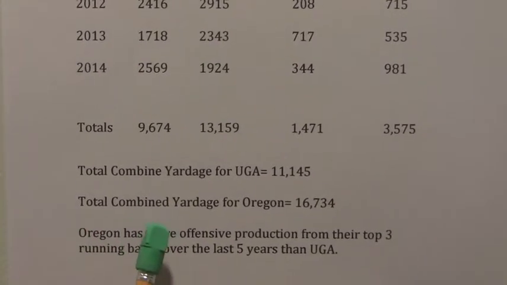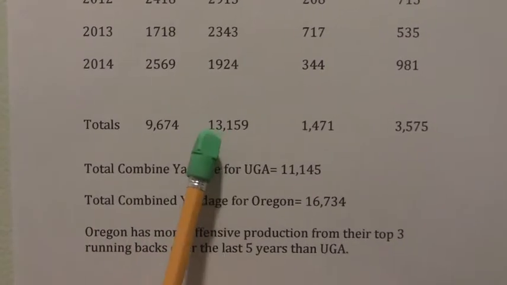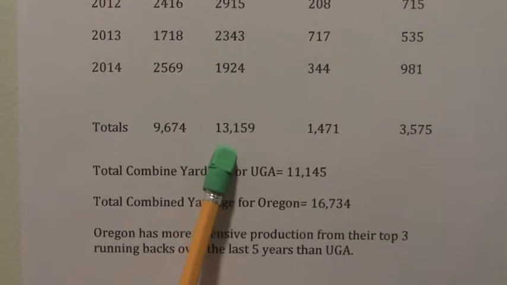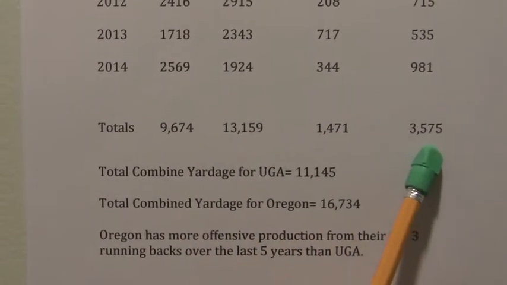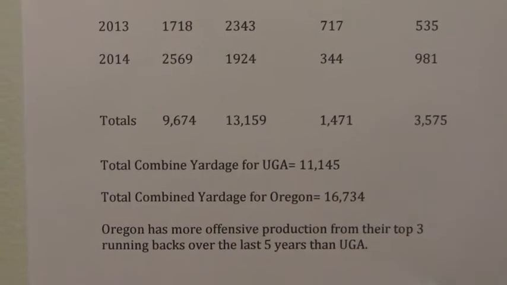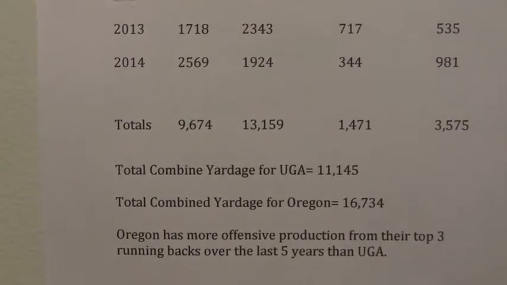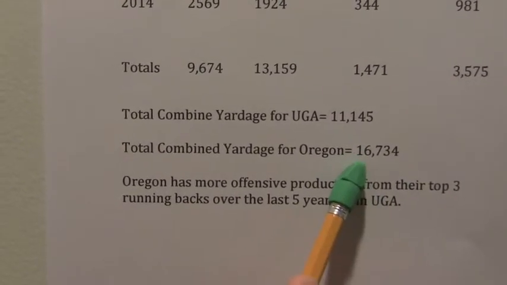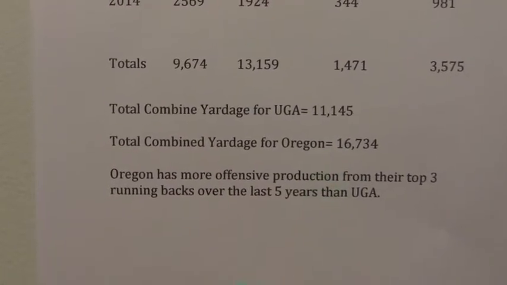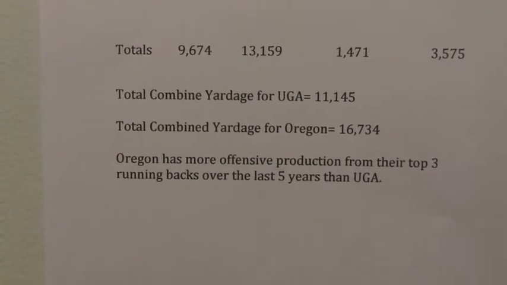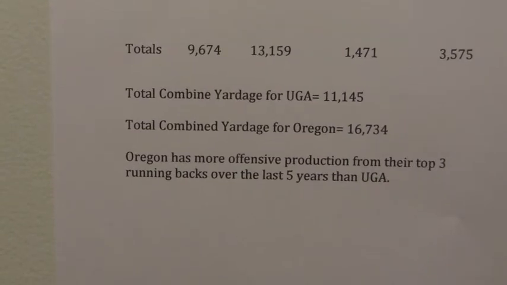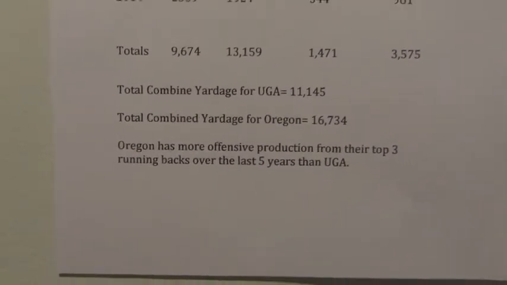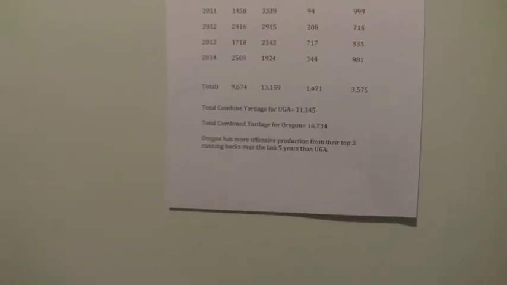And I did the same thing for Oregon, and I added 13,159 yards to 3,575 yards, and that will give you the total combined yardage to make it 16,734. And so therefore, Oregon would have more offensive production from their top 3 running backs over the last 5 years than UGA. And this concludes my presentation.